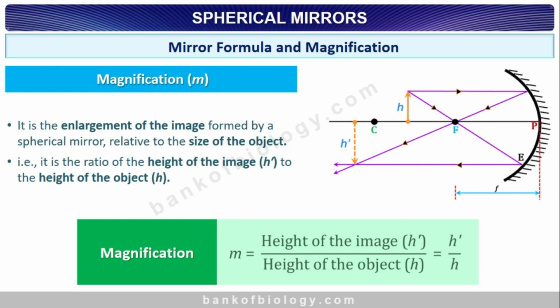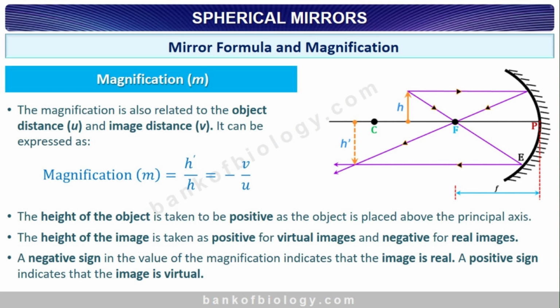Magnification, letter M, is the enlargement of the image formed by a spherical mirror relative to the size of the object. It is the ratio of the height of the image h dash to the height of the object h. Magnification equals the height of the image h dash by the height of the object h. The magnification is also related to the object distance u and image distance v. It can be expressed as minus v by u.